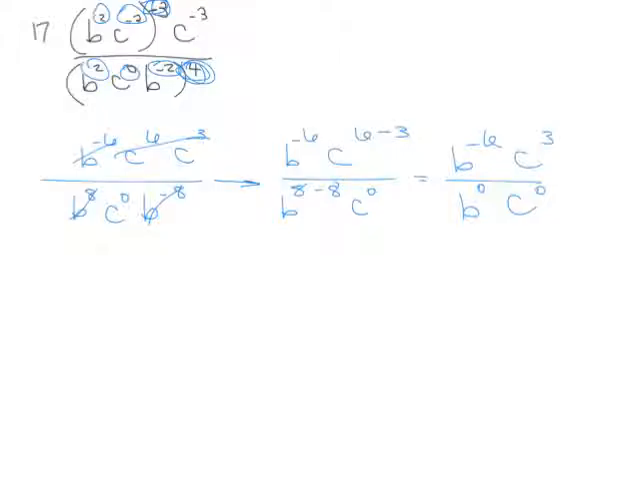And if you remember from Algebra 1, anytime we have a number or letter, doesn't matter what it is, to the 0 power, it automatically changes to a 1. So that and that change to 1, so 1 times 1 is 1, so we end up with b to the negative 6, c cubed over 1, or just b to the negative 6, c cubed.